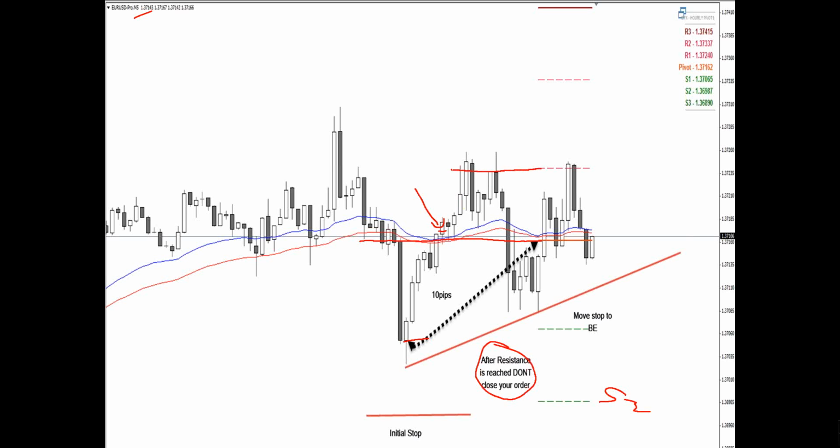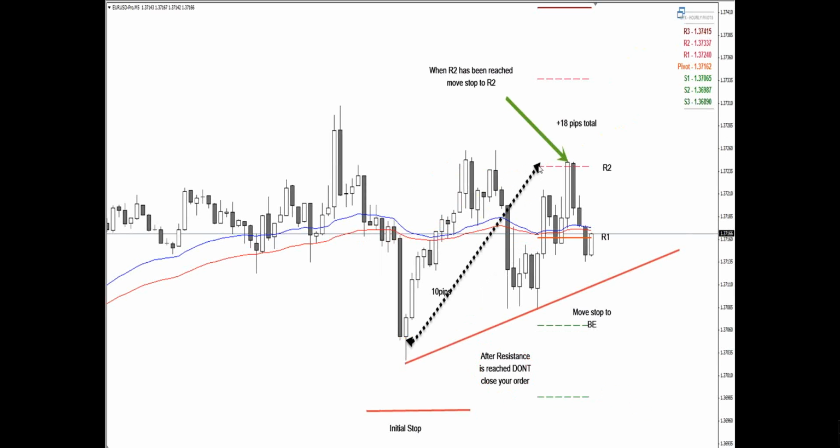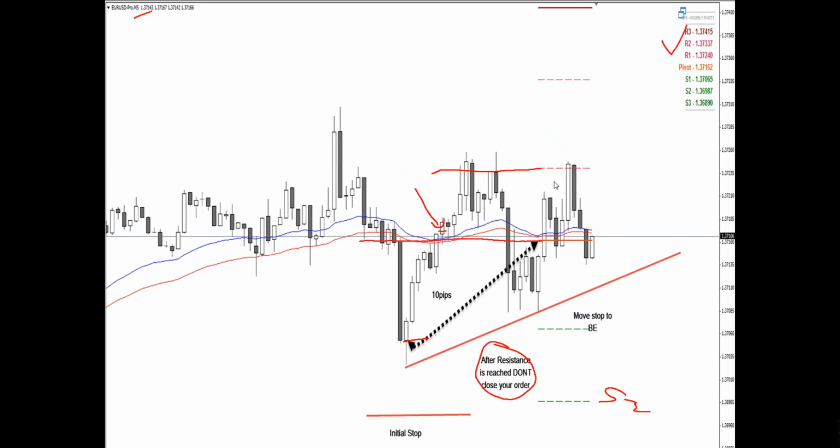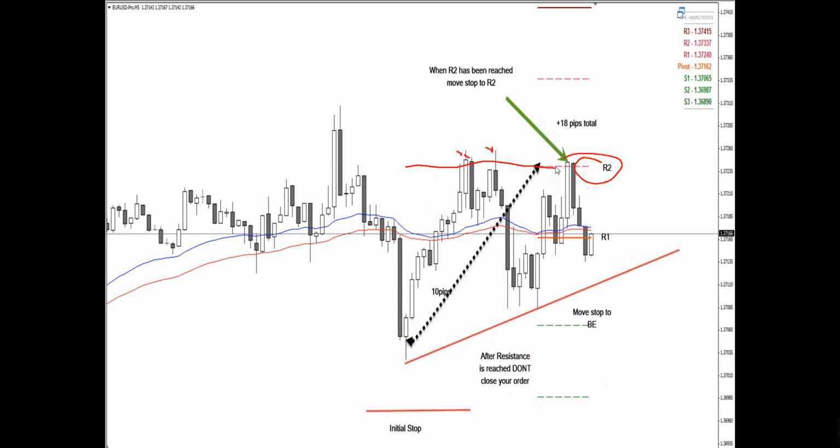This is the second resistance according to hourly pivot points. Now, what happens is when price reaches this resistance, this R2 resistance, and breaks it, you can see the breaks here, here, and here. Those are all 2-3 pip breaks. I will move my stop here to R2. Effectively, I turned my scalp trade into a scalp swing. Instead of making 10 pips, guys, I doubled my profits. I made 18 pips.